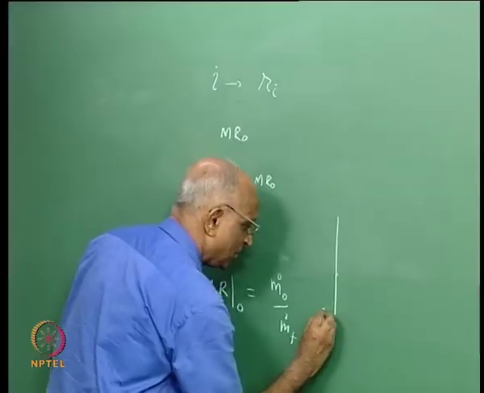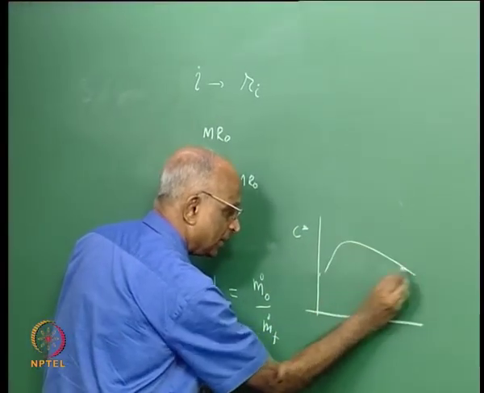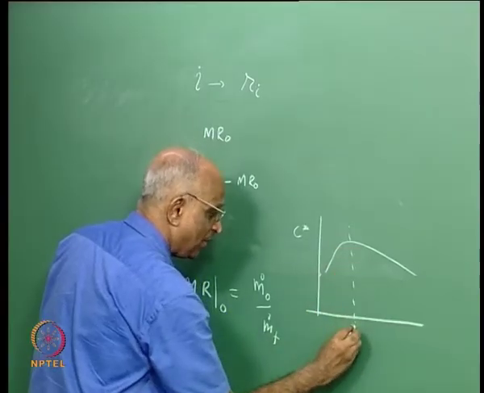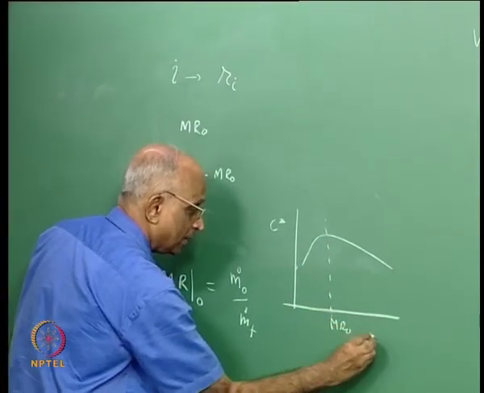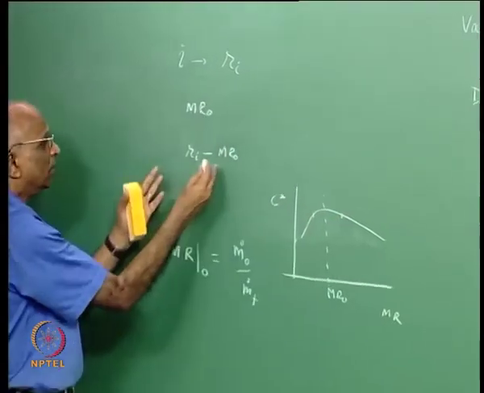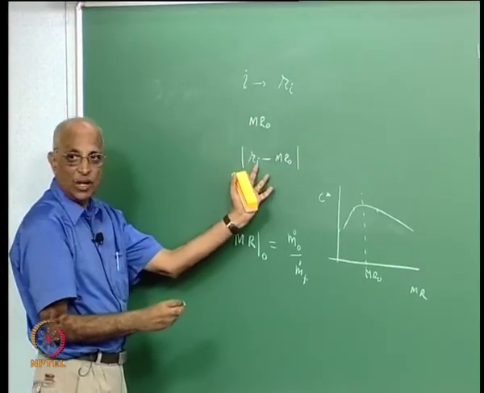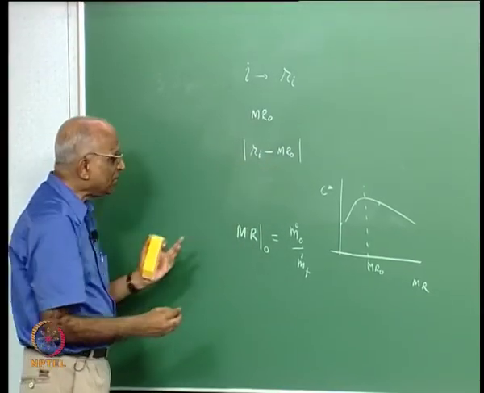I should not have erased this figure. Maybe I could plot it again. This is the value of your MRO, this is the scale which is mixture ratio. It could either be here or here. Therefore, I say, well, the change from the mean is the modulus of this value.